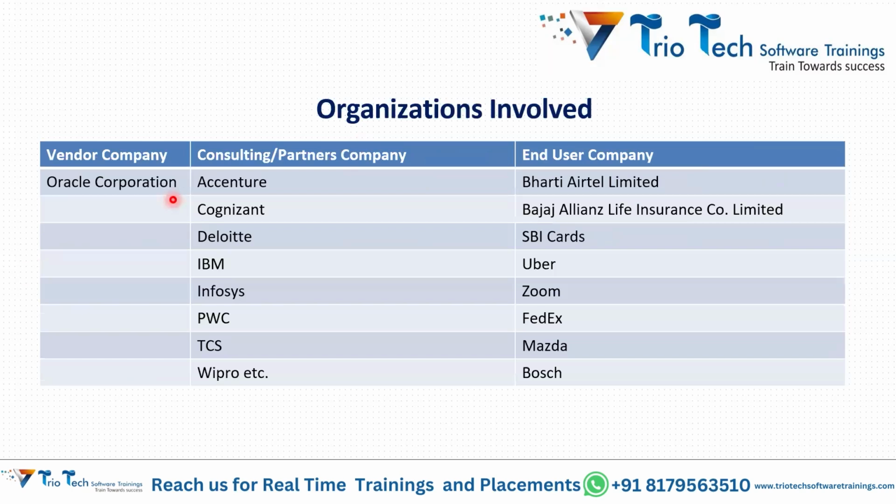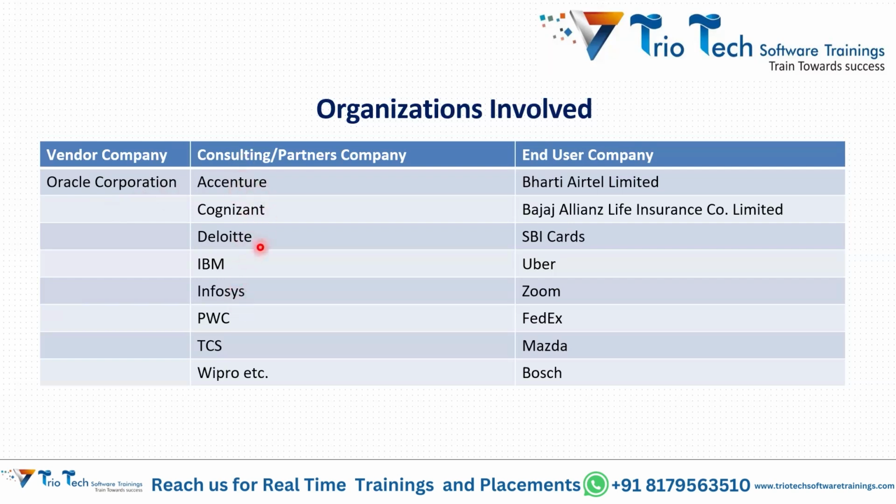Vendor company means the company who has developed the product. So who is the company? The product Oracle Fusion is developed by a corporation known as Oracle Corporation, a US based tech company. Now what Oracle has done is appoint or partner with various partner companies or consulting companies. This includes your Big Four companies as well as many other mid-size and small-size companies. Some of the examples are listed here.